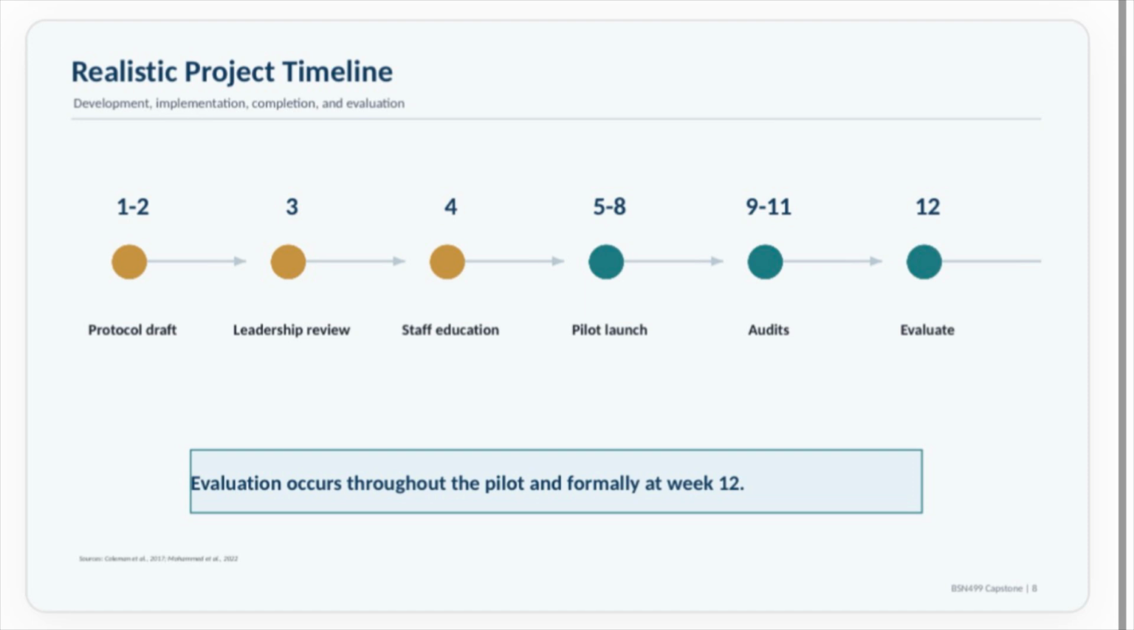Weeks 5 through 8 will be the active pilot period. Nurses will use the standardized protocol for eligible outpatient wound visits. Weeks 9 through 11 will include formal weekly chart sampling, unit-level feedback, and workflow adjustments. Week 12 will be the final evaluation period, when the team reviews whether education, protocol use, and documentation completeness goals were met. This staged timeline is realistic because it allows development, approval, implementation, and evaluation without assuming major new technology or staffing changes.